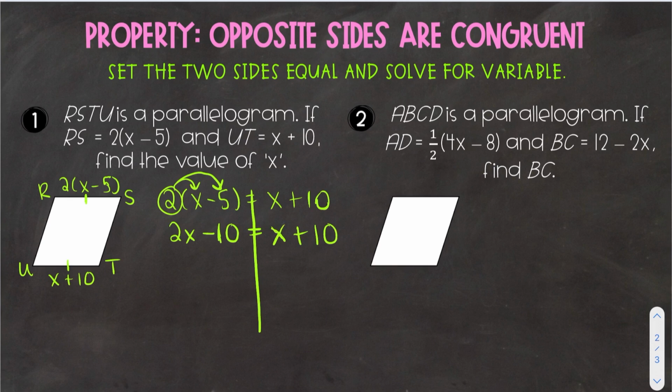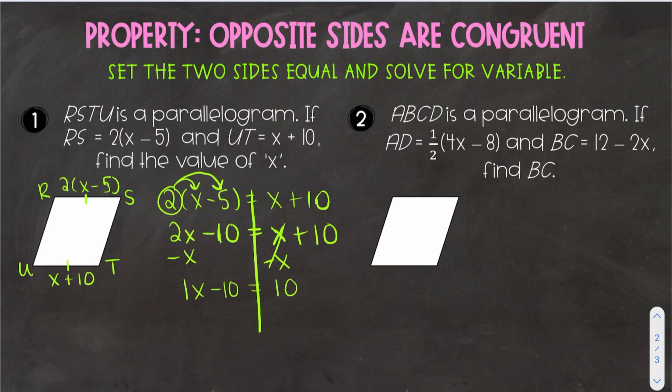So now we're going to move over the smallest variable. So the smallest variable is x. So we're going to go ahead and subtract x from both sides to cancel it out. So 2x minus x is just 1x. And then I'm going to bring down my minus 10. And I'm going to bring down the 10.